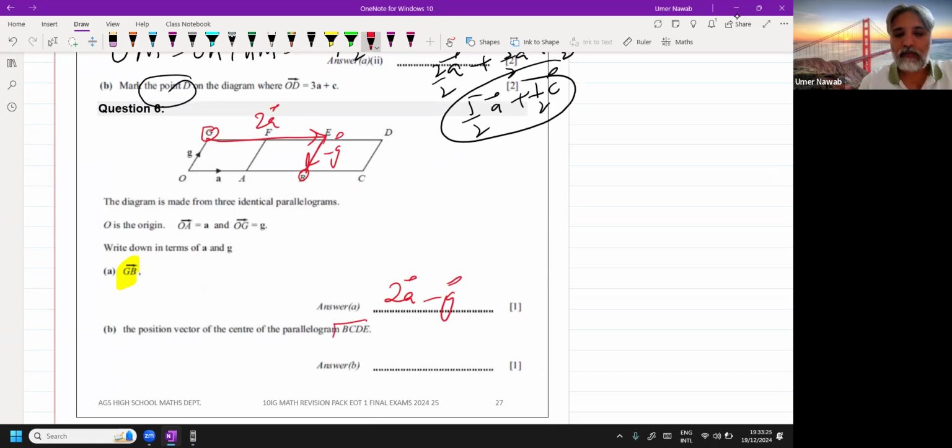The center of the parallelogram BCDE. So this is the center. I'll go 2.5A and I'll go in this direction, which is 0.5 G. So 2.5A plus 0.5 G. Next.